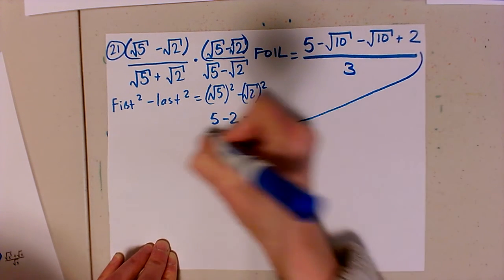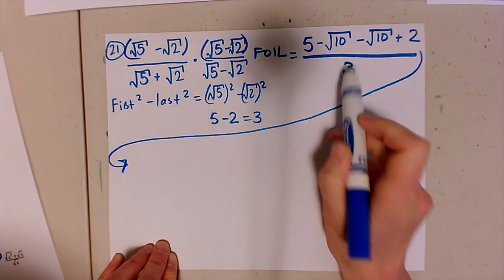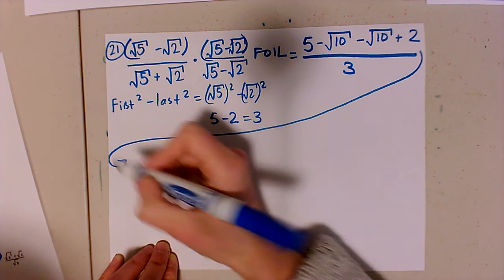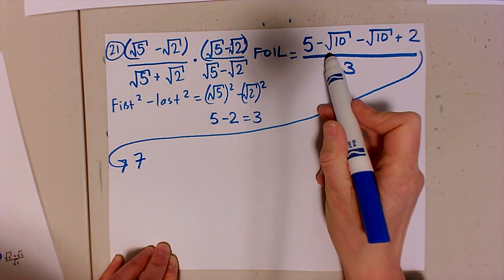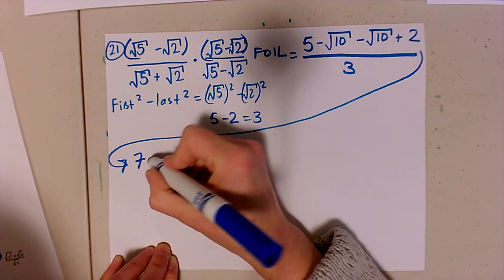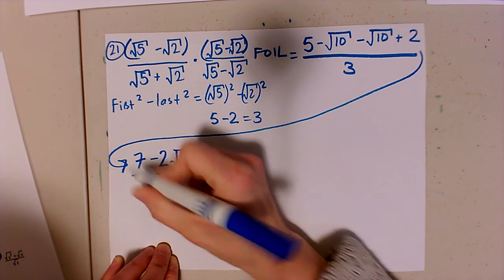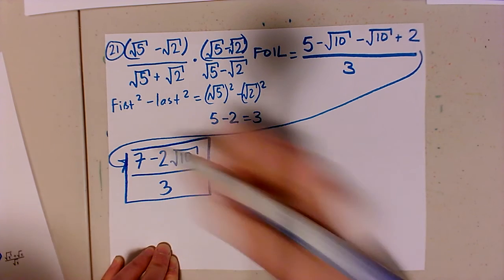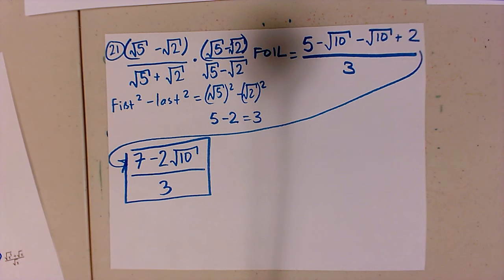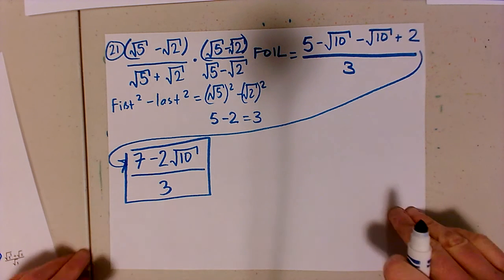So we can simplify some things in this. So 5 plus 2 up top is going to give me 7. And then negative root 10 minus root 10, well, that'll be minus 2 root 10. And then this is all over 3. And that is as nice as we can go for that problem. Alright, so going on to 22.